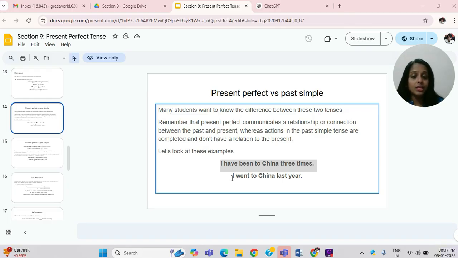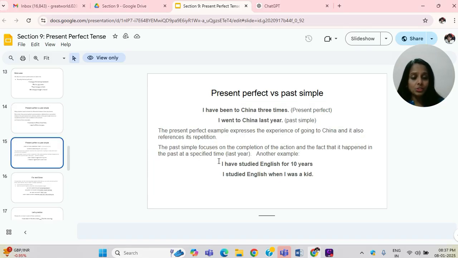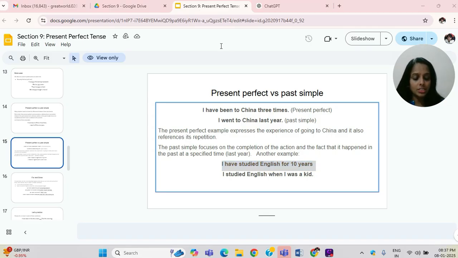relevant. And when I say it as I went to China last year, it represents simple past tense, which means the action happened in the past last year and it's over now. Okay? Other examples, such as I have studied English for 10 years. So here the action of studying started 10 years ago and is either ongoing or still significant to the present. If I say I studied English when I was a kid, so this one is past simple tense, right? So the studying occurred in childhood and it's no longer ongoing. So this one is past simple.